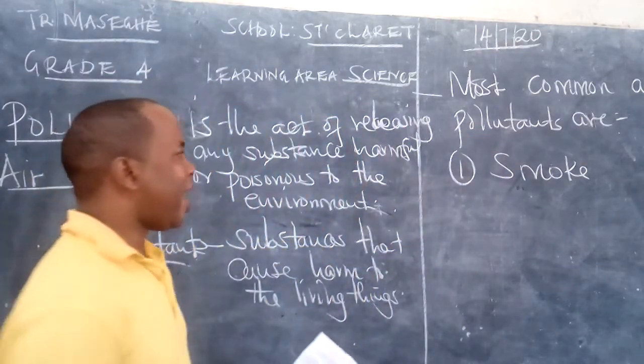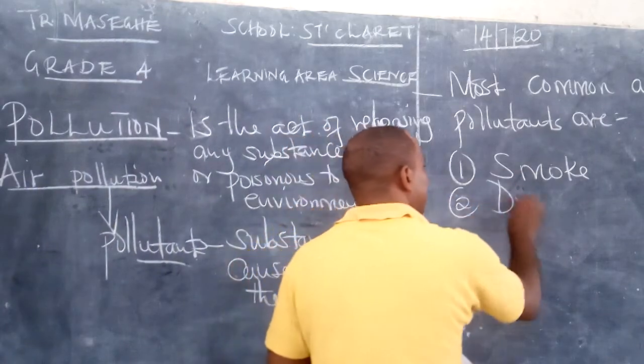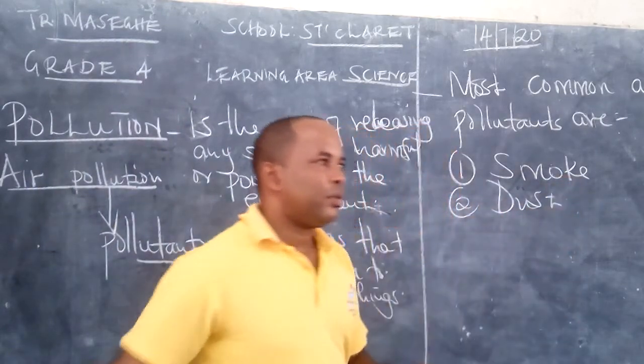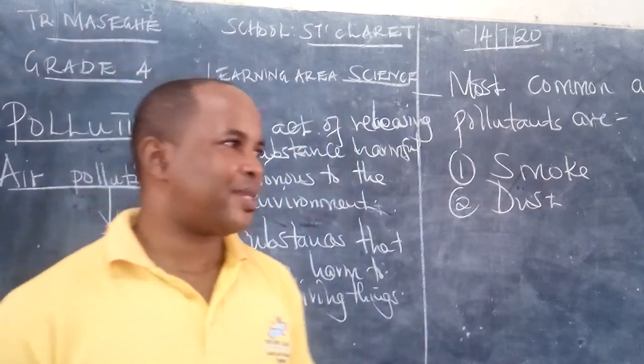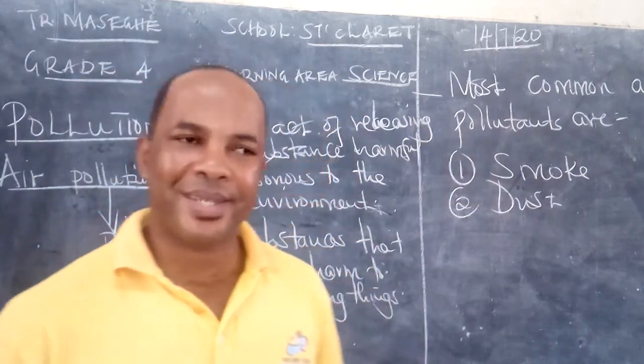Secondly, we have dust. Now, think of a road that is dusty and the vehicles are passing.